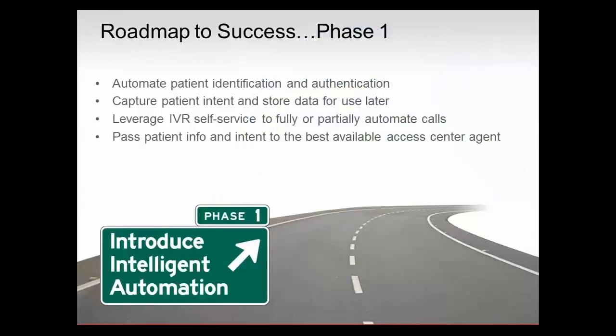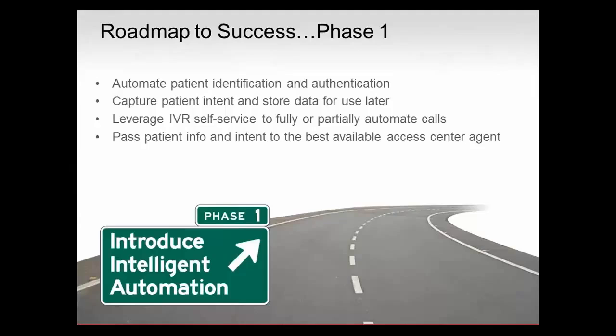So what's your roadmap to success? These are the three steps that I throw out. Depending on where you are in your transformation life cycle and what you're looking at from an access perspective, you may start here at phase 1, or you may be all the way at phase 3.